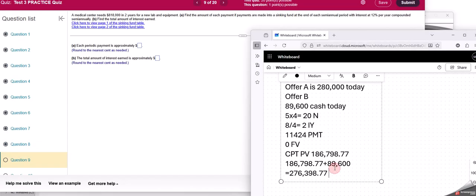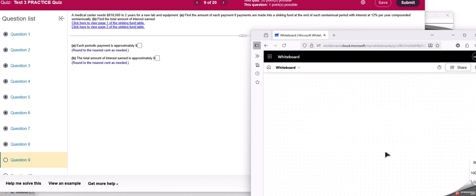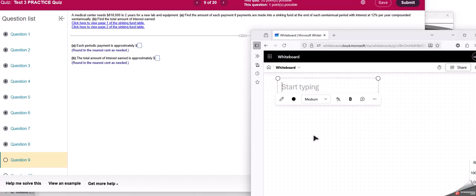Okay, a medical center needs $818,000 in 2 years for a new lab and equipment. Find the amount of each payment if the payments are made into a sinking fund at the end of each semi-annual period with interest at 12% per year compounded semi-annually. So we have 2 years compounded semi-annually. So 4 is our N.